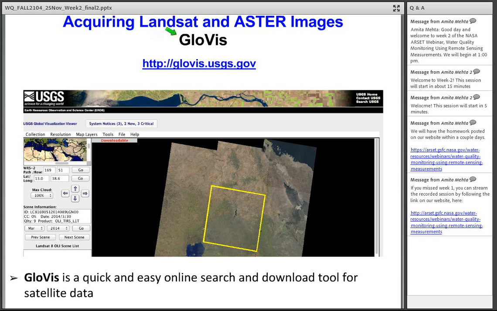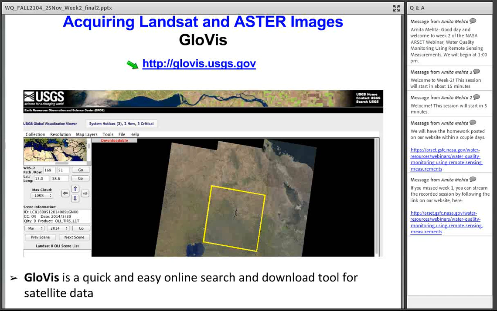The second tool is GLOVIS. GLOVIS provides Landsat data tile by tile, and there is a row and lat long selection here. There is time selection here, and there is a quick and easy online search tool for satellite data. It can have map layers. There are a number of tools available, so this is something to explore.